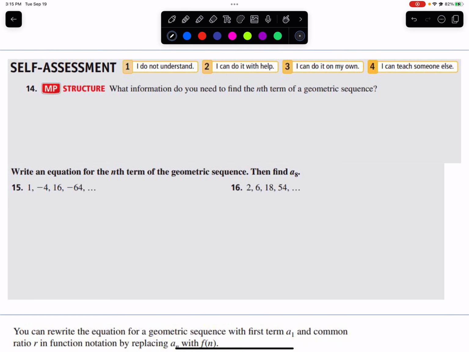All right. Let's take just 4 to 5 minutes on these self-assessment problems, so pause here. All right, we're checking our self-assessment now. Number 14. What information do you need to find the nth term of a geometric sequence? So we just answered that. You need to know your first term and your common ratio, because that's what we plug into our formula.